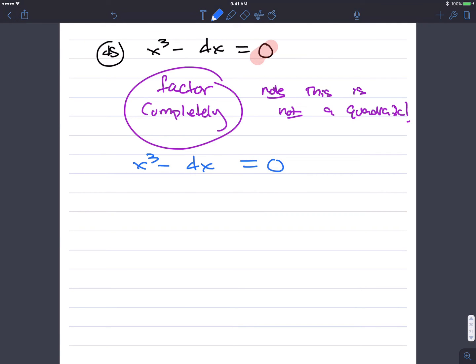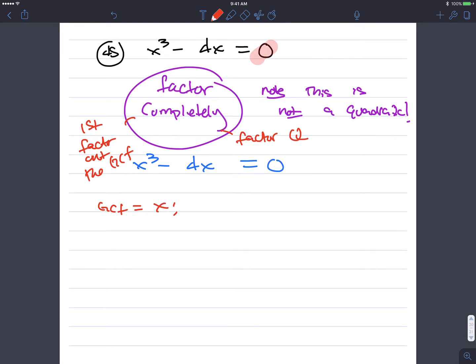In other words, what's your procedure when you factor completely? Don't you always first do what? First you factor out the greatest common factor of your terms. What is the greatest common factor here? Good. So there's my x. And then you factor the what?